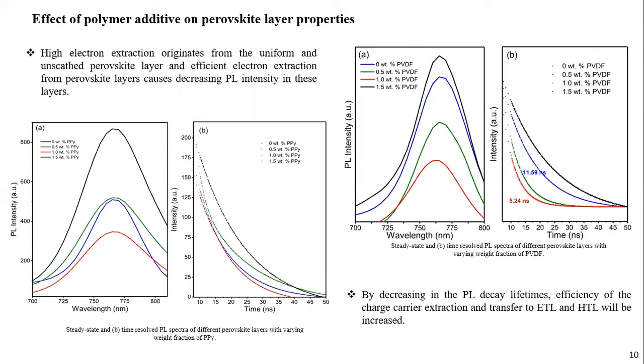PL measurements were performed to inquire into the efficiency enhancement. Generally, the morphology of perovskite layer plays a key role in the charge carrier extraction. High electron extraction originates from the uniform and compact perovskite layer, and efficient electron extraction from perovskite layer causes decreasing PL intensity. The steady-state PL spectra of perovskite layer are shown in figure A, and we can see the lowest intensity of PL for the perovskite prepared by 1% polymer additive.